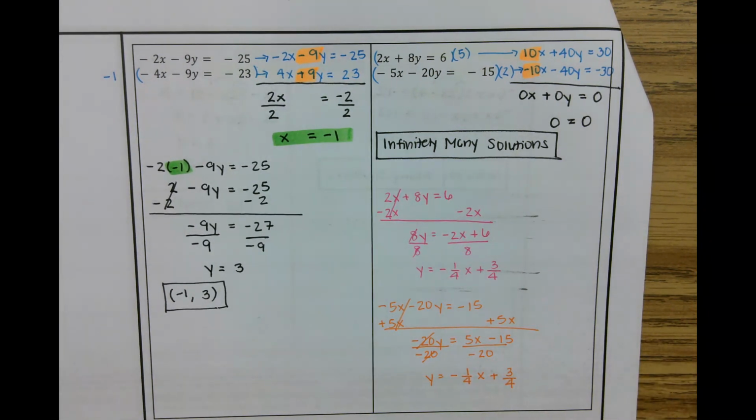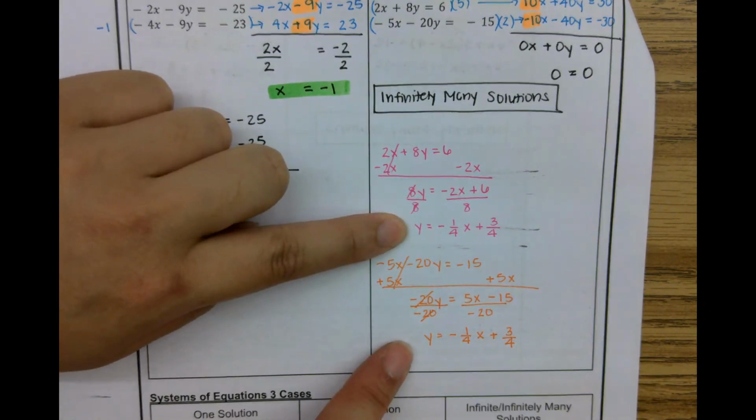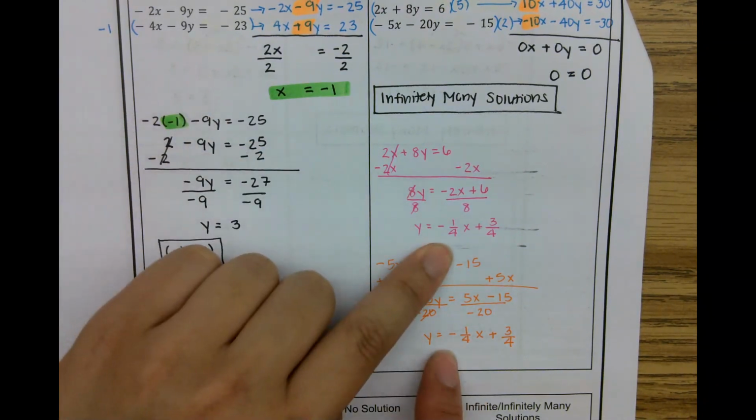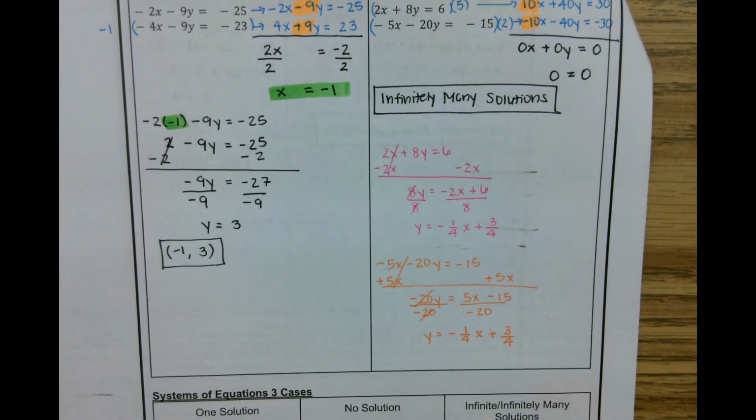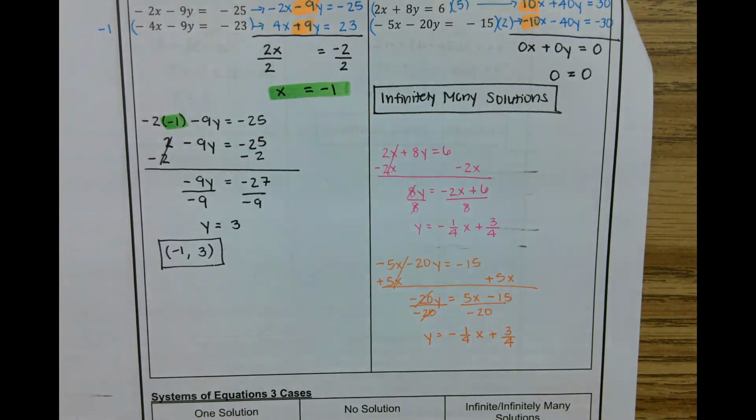What we can see is that they have the same equation. They have the same slope. They have the same y-intercept. They are the same line. As a result, they touch everywhere on that line, which is why there are infinitely many solutions.